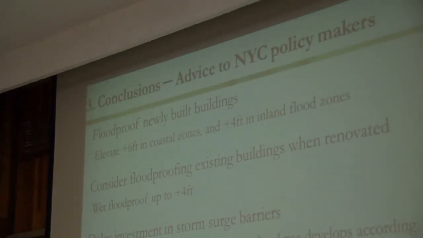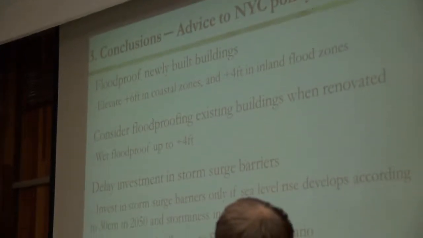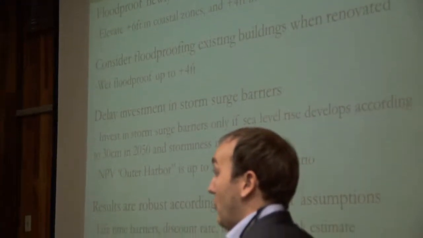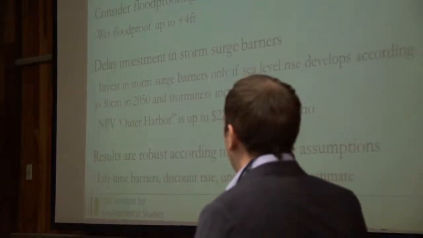We assumed the sea level rise in 2050, and if there are more severe hurricanes happening, then the city should invest in the barriers. If that doesn't happen, it's not worthwhile to do it. And the net present value, so the profit, of the outer harbor strategy is the highest. So that option makes most economic sense, although it may have harmful environmental impacts.